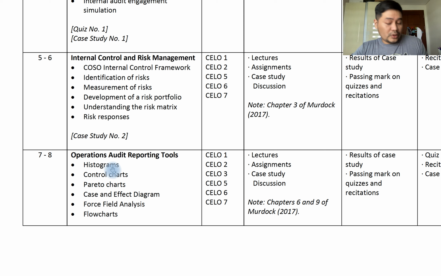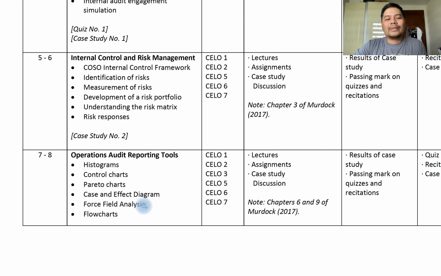So dito i-discuss natin histograms, yung ating control charts, Pareto charts, cause and effect diagram, and your force field analysis and flow chart. So, ito yung mga importanteng reporting tools na dapat meron tayo to simplify the representation of our findings or information that we want to reach to our stakeholders. Kasi kung gagamit tayo ng mga tools na ito, mas madaling maintindihan nila yung results ng ginawa natin.